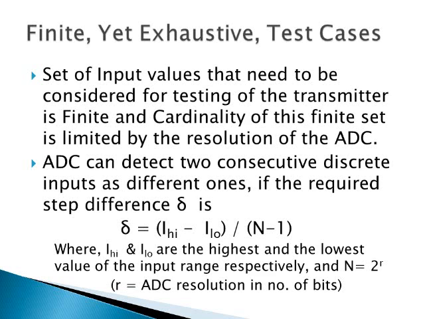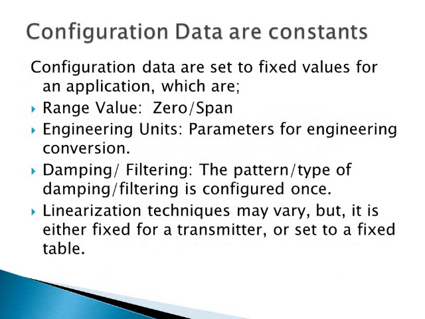So there is no point in increasing the number of input space. And configuration data, they are constant. Range values, zero, span values is constant. Engineering conversion is constant. Filtering is constant. Linearization techniques may be different for different transmitters, but it is a constant table.